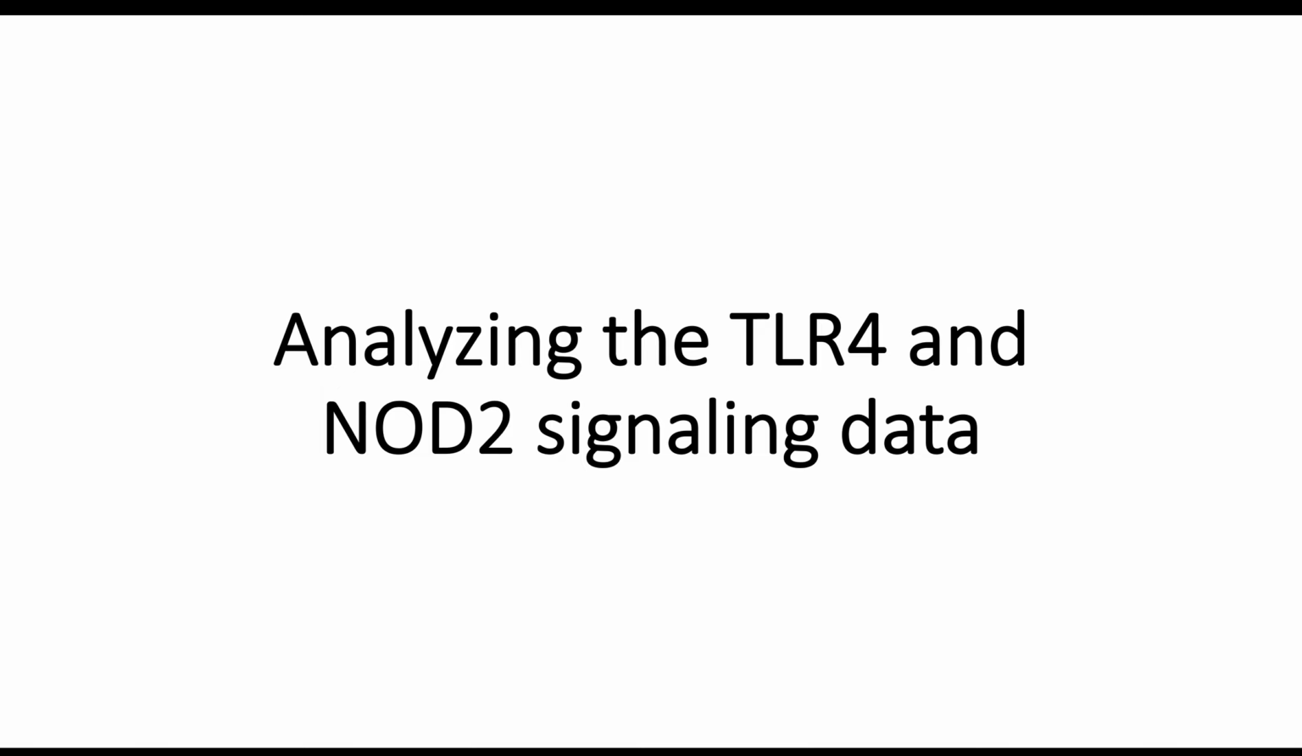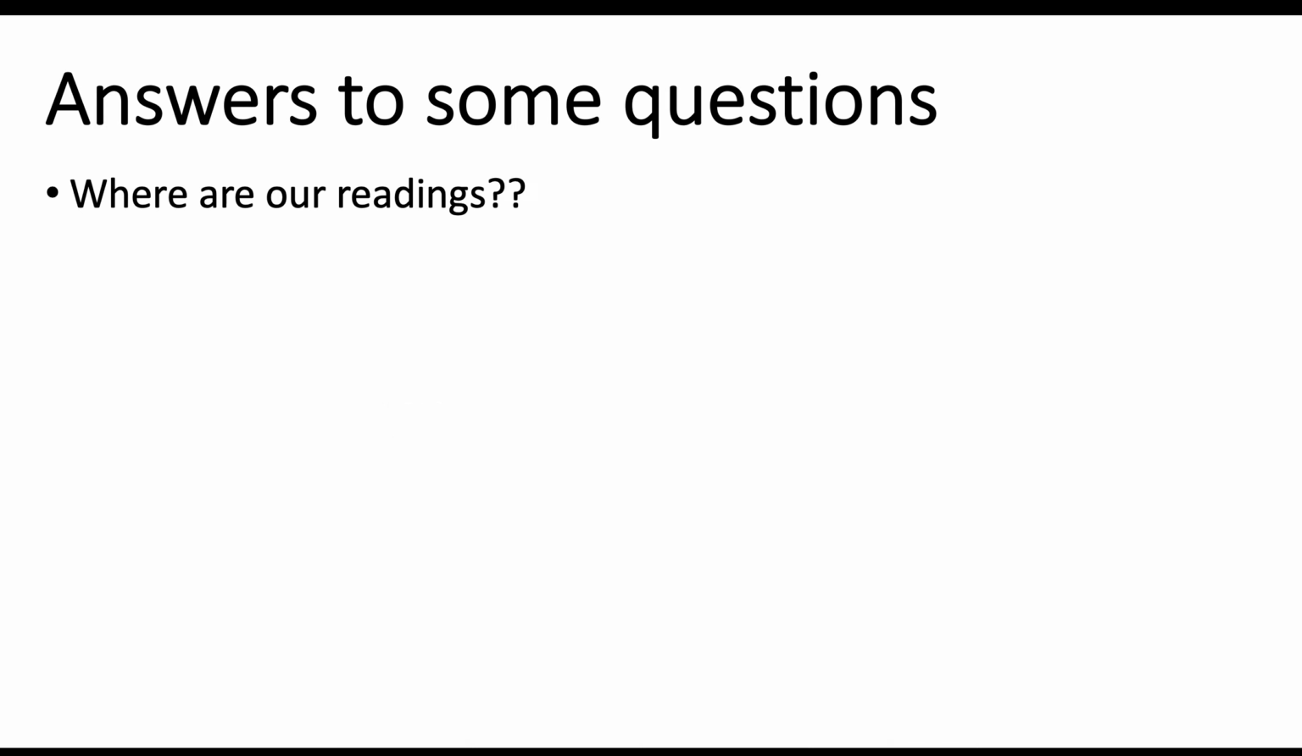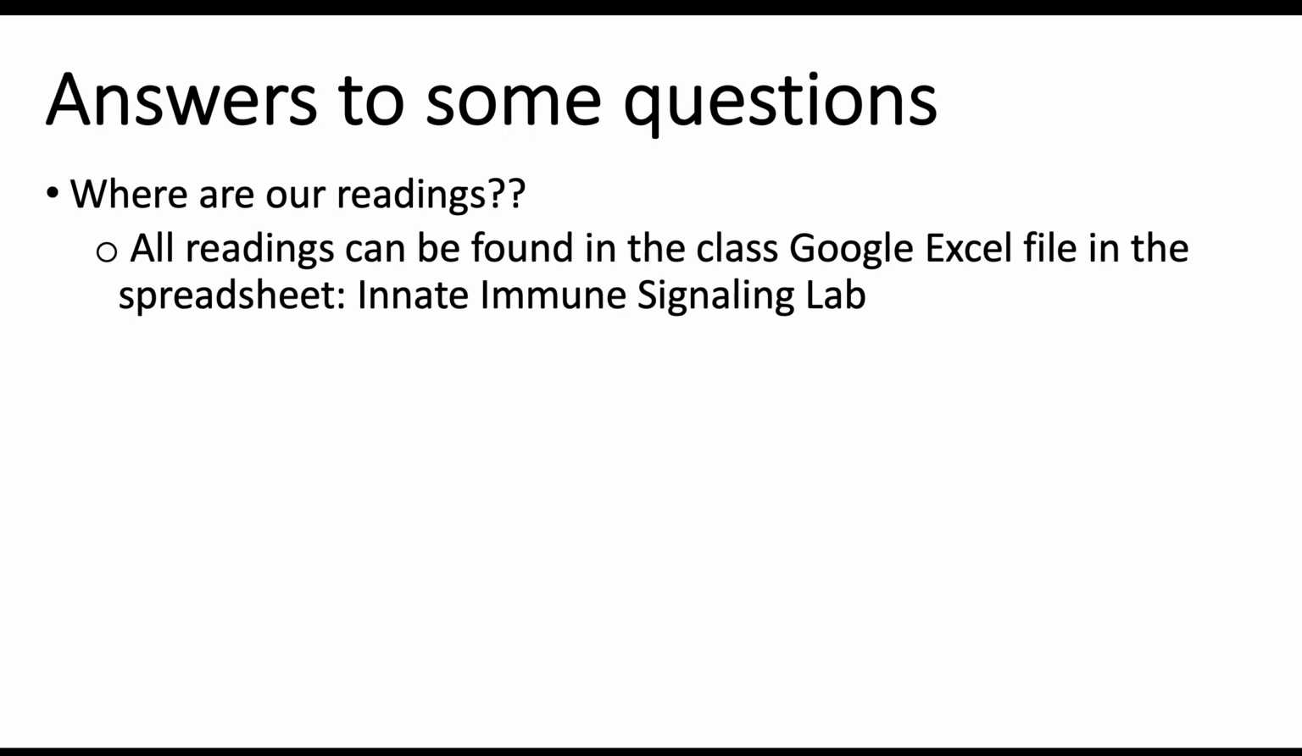Let us look at how to analyze the TLR4 and NOD2 signaling data that we got in our experiment. So in this video, we're going to get the answers to some questions, like, where are our readings? Now, all the readings related to this experiment can be found in the class Google spreadsheet, and there is a tab called the Innate Immune Signaling Lab, and that's the spreadsheet where all the readings are, and we'll look at that in just a minute.